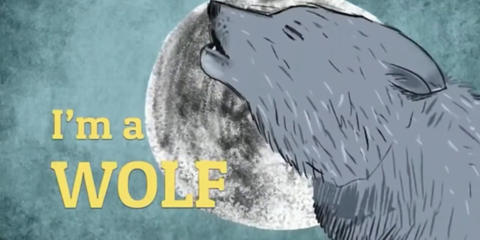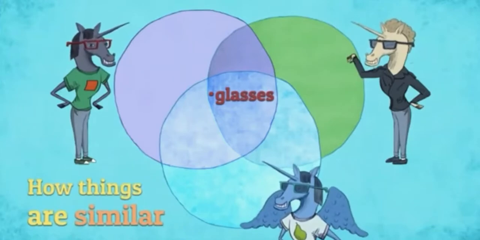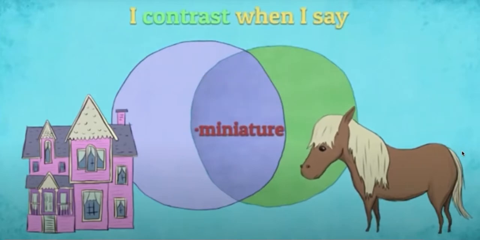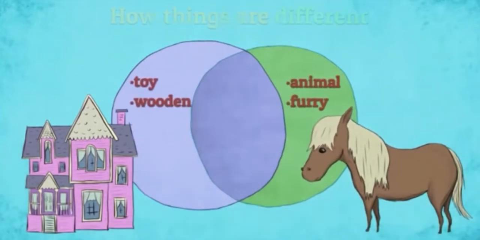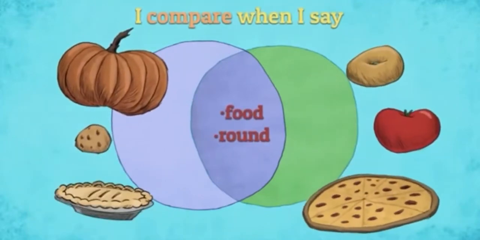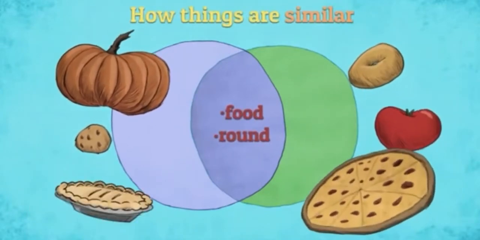I'm a wolf. I compare when I say how things are similar, like dollhouses and ponies, both miniature. I contrast when I say how things are different, give examples and get specific. You get it? I compare when I say how things are similar or the same.